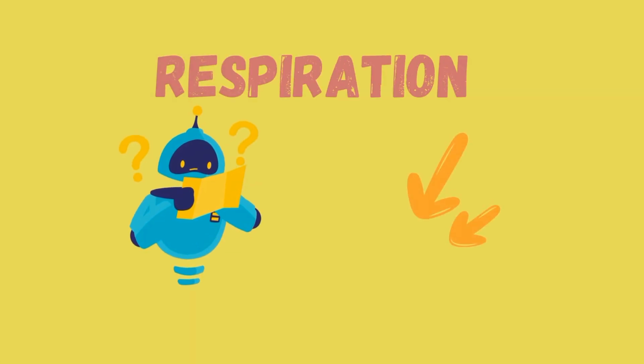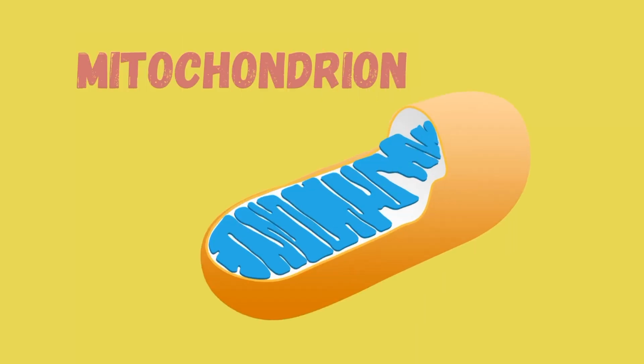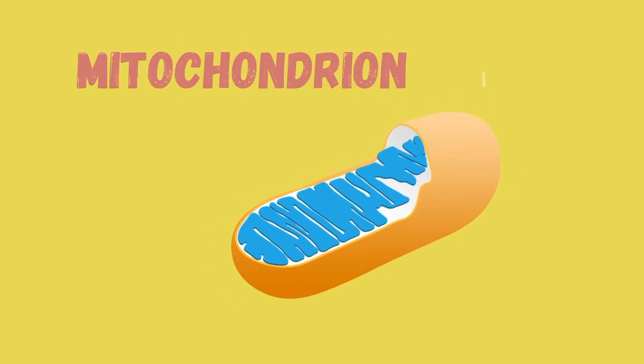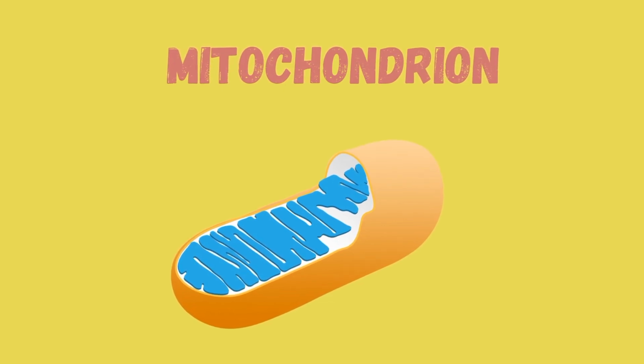So where does respiration take place? It takes place in a cell, specifically in the mitochondria. Now, the mitochondria is a sausage-shaped organelle that acts as the site for respiration. So energy is produced within this organelle. Now, let's discuss the structure of the mitochondrion.